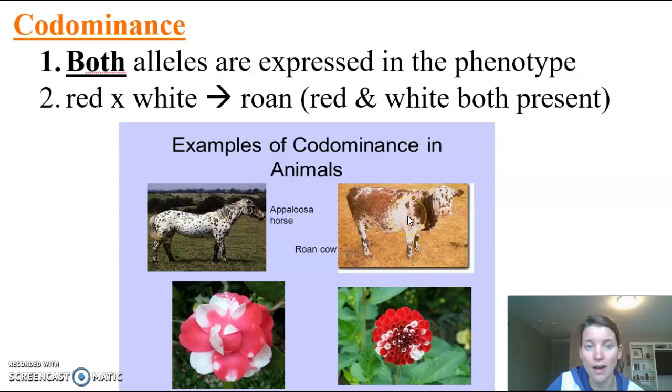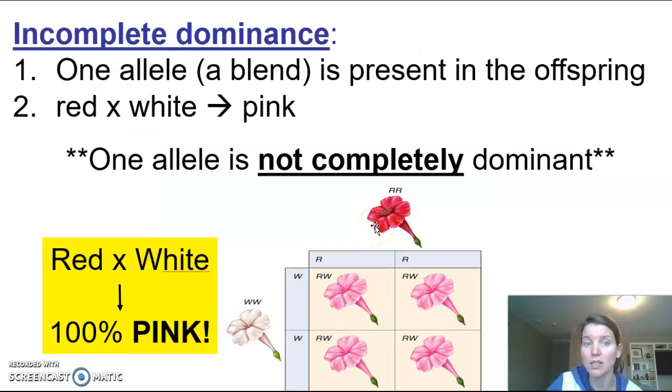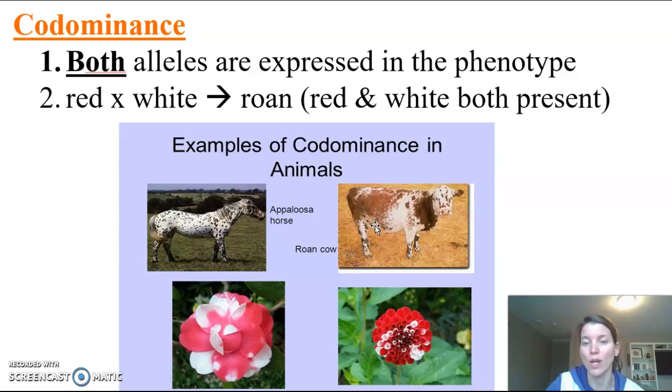So in this example, I'm going to use the roan cow down here. You have a red cow being mated to a white cow to produce an offspring that is a roan. It's called roan when it's red and white both present. So this happens when you have a spotted offspring or a multicolor offspring, when they get both colors from their parents. So it's not a blend like in incomplete dominance, but both are showing up in codominance.